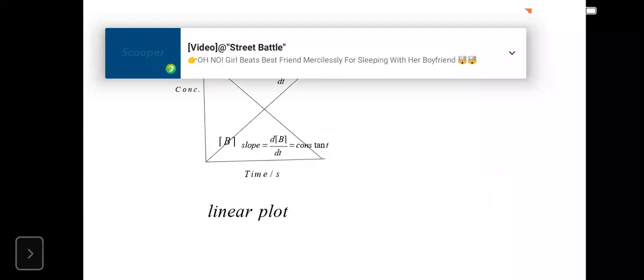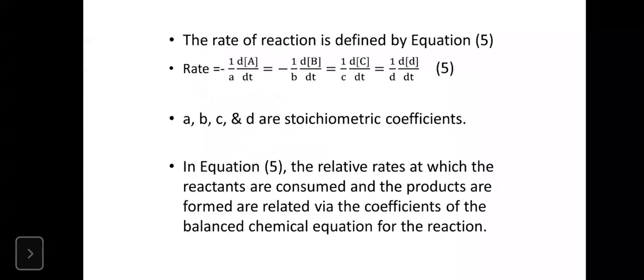Remember that the stoichiometric factors will come into play when they are not 1, so you take care of that when you're writing the rate of a reaction. You can use any of them. You can use the first one, the second, the third, or the last one to represent the rate of a chemical reaction.